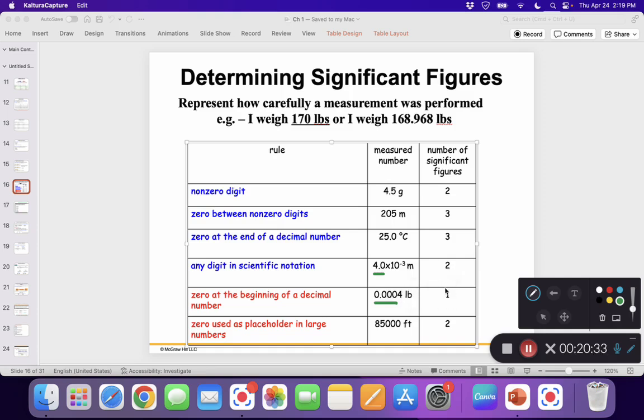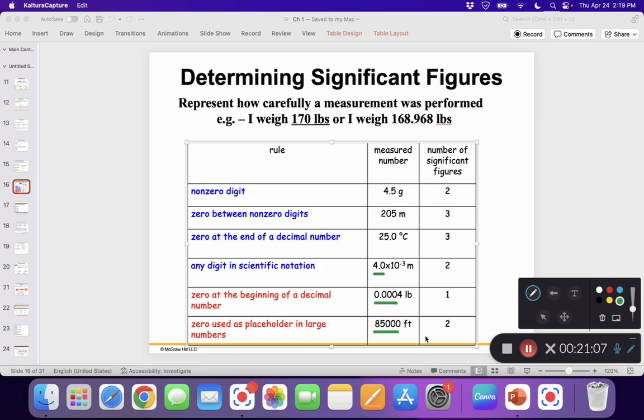So sig fig is 1 for this number. We'll do exercise, don't worry. Similarly, if you have a large number with no decimal, then all these zeros after the number that are used as a placeholder are not counted as a sig fig. So for this number, 8 and 5 are counted, 2 sig figs.